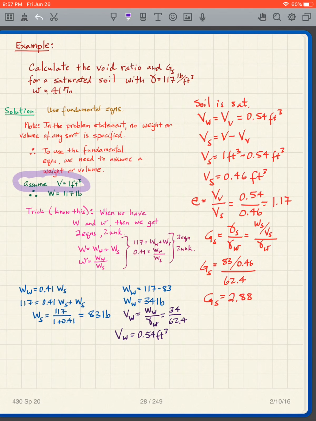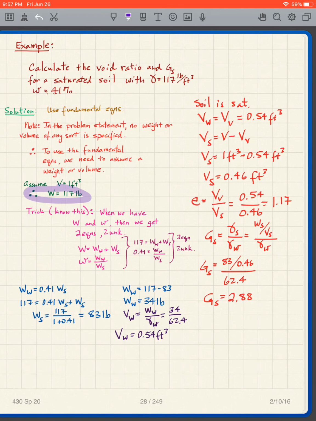So don't assume multiple things. I can assume a weight or a volume. In this case, I'm taking the volume as 1 cubic foot. And what does that mean? I can conclude then I have 117 pounds. Why? Because my density is 117 pounds per cubic foot. So I now have capital W, the weight, 117 pounds.